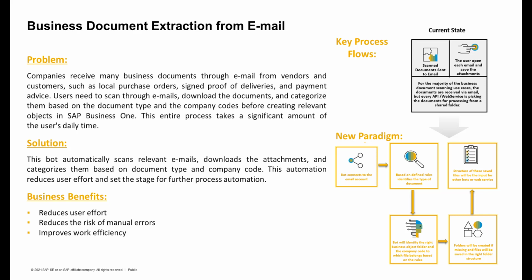The business document extraction from Emailbot scans your Outlook emails according to your predefined rules, downloads the attachments in those emails, and categorizes them based on the document type and company code. This sets the stage for further process automation. Let's now see what this bot looks like.